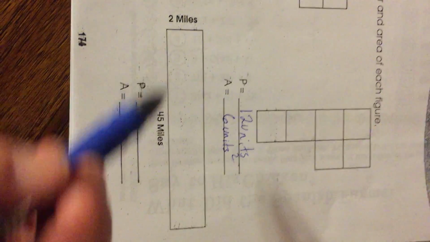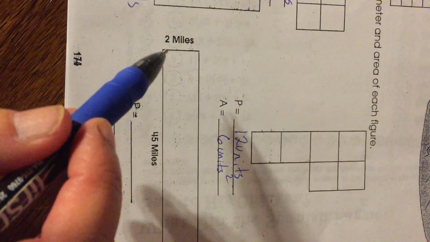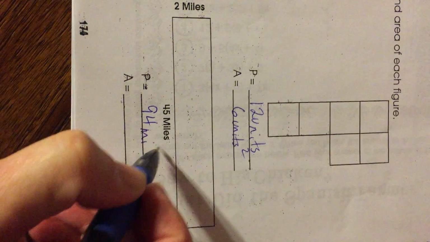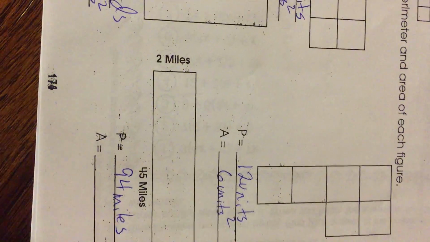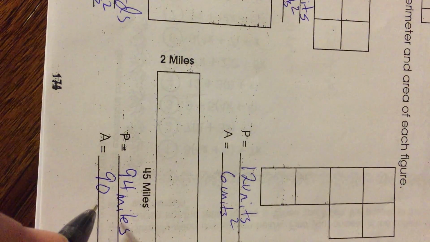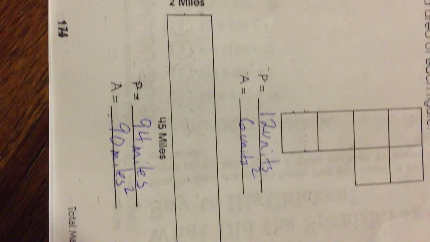This particular piece is another rectangle, and it is 2 miles by 45 miles. So if we add the distance around, I've got 45 plus 45 is 90. 90 plus 2 is 92, plus another 2 is 94 miles is the distance around. And again, perimeter is just plain miles. Now when I multiply 2 times 45 to get my area, 2 times 45 is 90, and the units are miles times miles, which is miles squared. So don't forget the little squared sign.